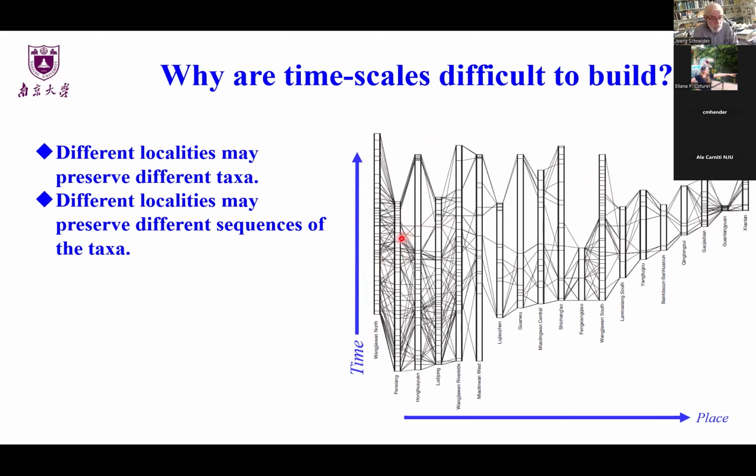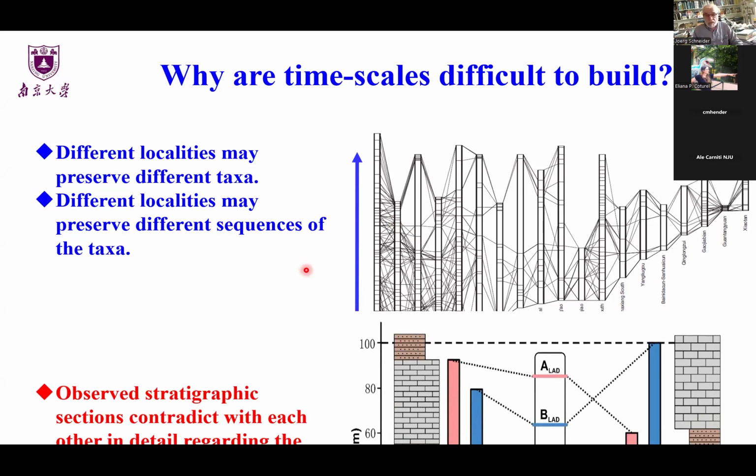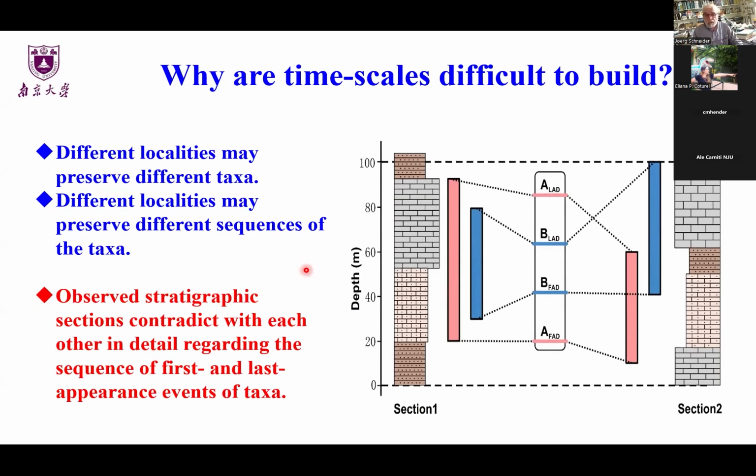You can see that some of the horizontal lines cross over each other; they are messed up. That's because some taxa appear a little earlier in one section, but appear later in another section. That's because of the sampling bias in our paleontological and stratigraphic studies. So generally, observed stratigraphic sections contradict each other.